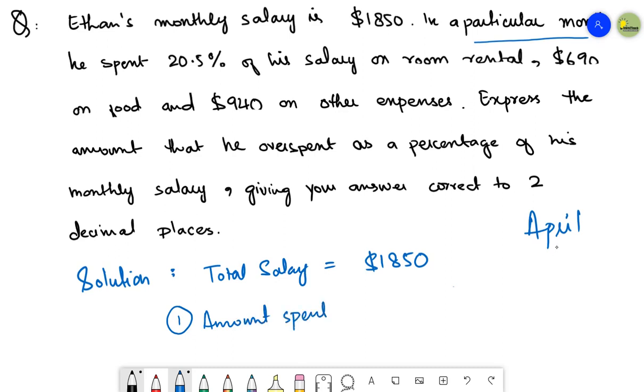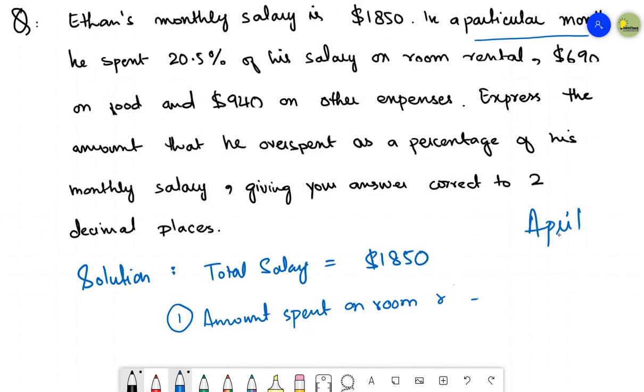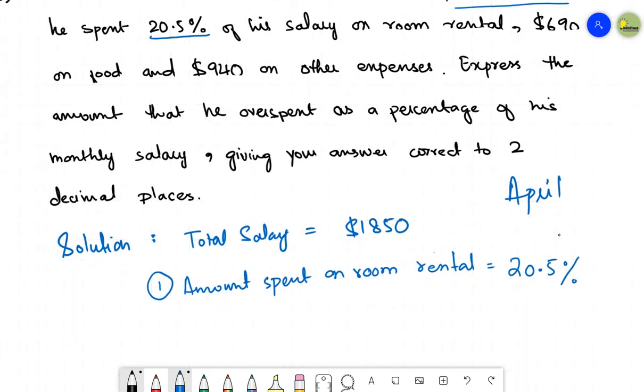Spent on room rental. Let's suppose he is living in a room that is on rent. So the first thing, he has paid the rent of the room, and that is given to us in terms of percentage, that is 20.5% of his salary. So the percentage amount spent on room rental is 20.5%.